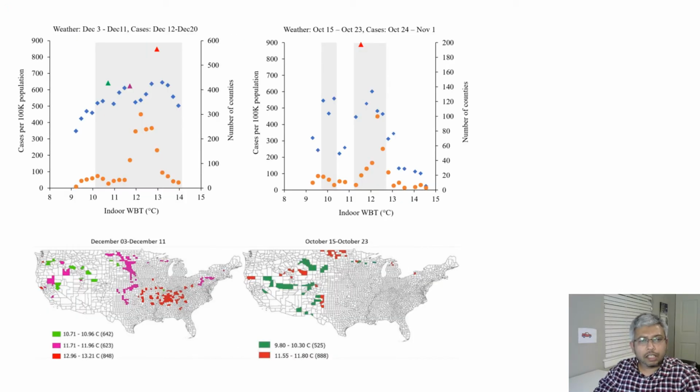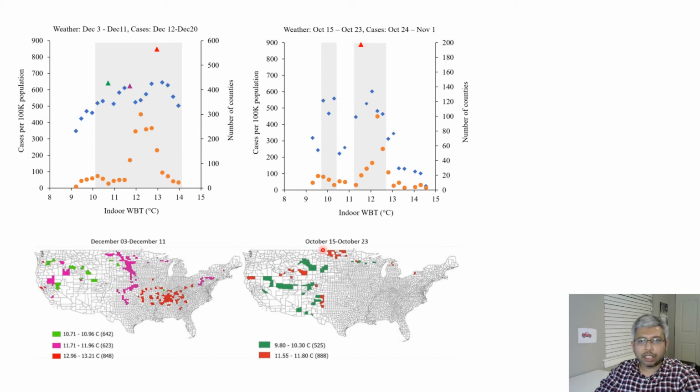So I wanted to talk about this plot. You can see this plot and this one. This is from December 3 to December 11, and this is from October 15 to October 23. From all the data points during this time, from so many different counties, I took the indoor wet bulb temperature which did not vary much, with standard deviation less than 1, so that I can pinpoint which temperature causes how many cases per 100K population. For this time period, I found that roughly around 11.5 degrees Celsius was the most infectious, causing around 900 cases per 100K population.